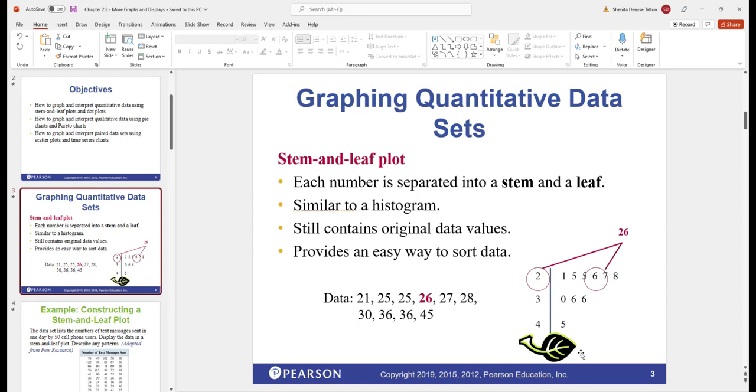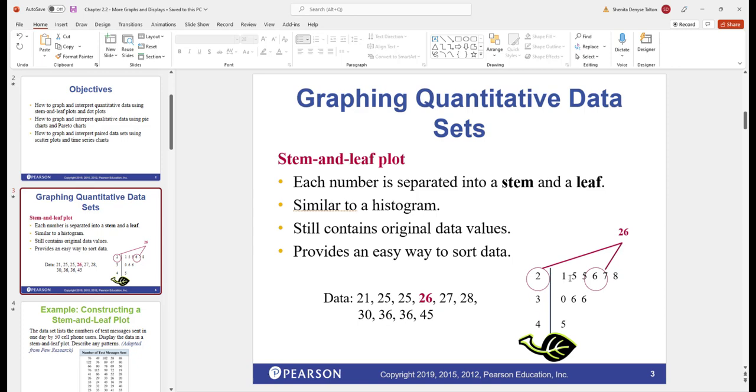So as you can see, I have a picture of a little stem and leaf. You've got the stem over here on the left, the leaf over to the right. And you can do this for each data value. You can split it up into a stem and a leaf. So if you look, we've got 21, we split that up. The 2 comes first, we put the 1 after it.